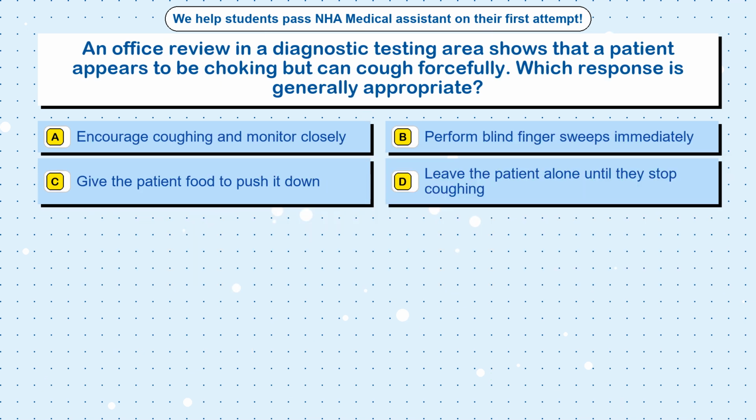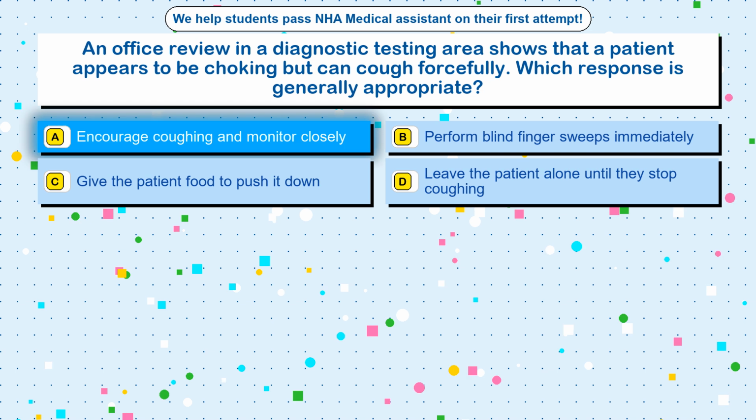Question 19. An office review in a diagnostic testing area shows that a patient appears to be choking but can cough forcefully. Which response is generally appropriate? Option A. Encourage coughing and monitor closely. Option B. Perform blind finger sweeps immediately. Option C. Give the patient food to push it down. Option D. Leave the patient alone until they stop coughing.